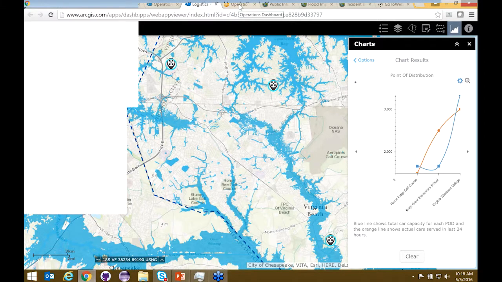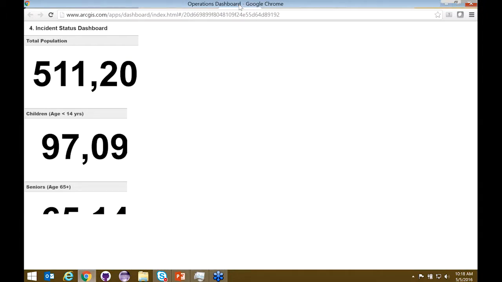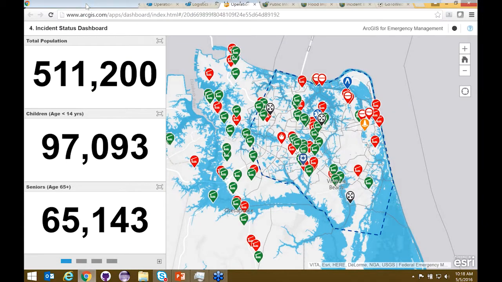The fourth piece of the equation is really giving the folks within the EOC the ability to get a clear picture, a very surgical but clear picture of what's going on. So in this case, we can use the configuration of our operations dashboard to look at that same demographic calculation that's been the thread throughout each of the applications that I've shown you. So we have, again, that same total population of 500,000 people.